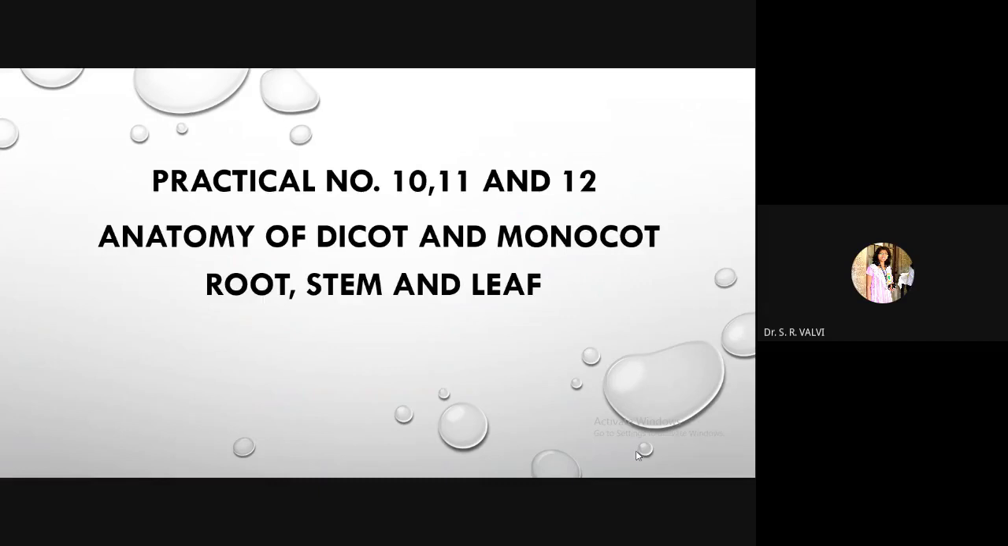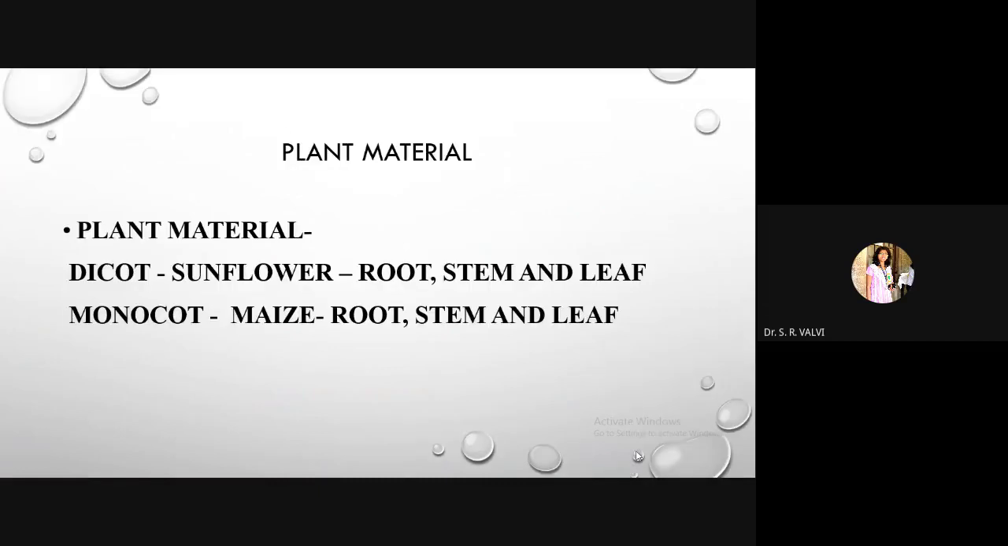So see students, what are the plant materials required for this practical. You require two plants of different categories, that is dicotyledon, for which the example is sunflower, root, stem and leaf of sunflower, which you are going to learn under dicotyledon, and maize plant you are going to learn under monocots. So here dicot and monocot you have to learn separately.